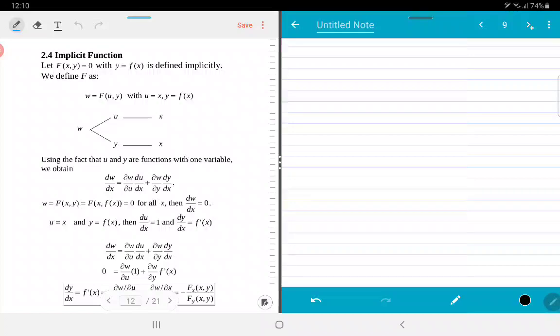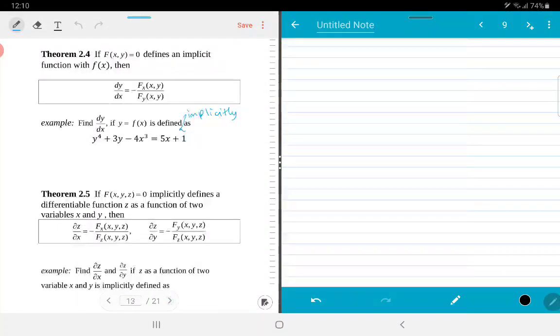Today's topic is on implicit function. Before we proceed with implicit function with two independent variables, let's refresh our memory on implicit function with one independent variable. Okay, let's go straight to an example. Here we need to find dy/dx if y is defined implicitly as this.